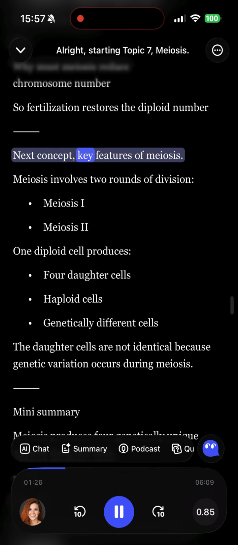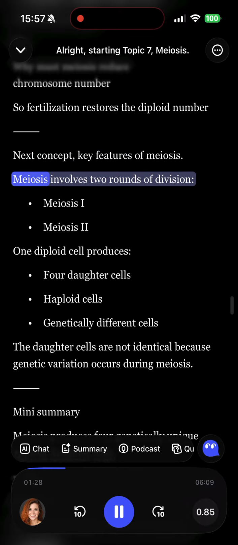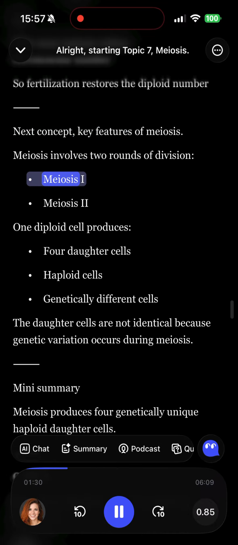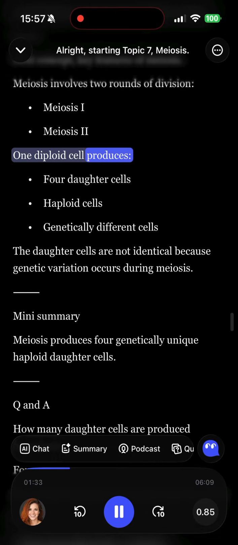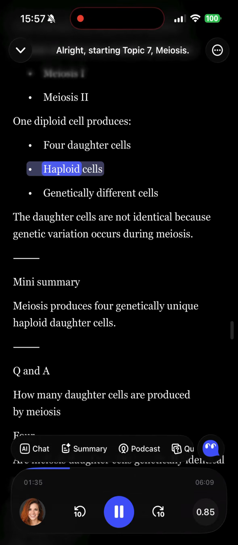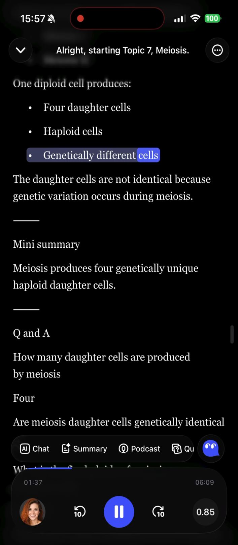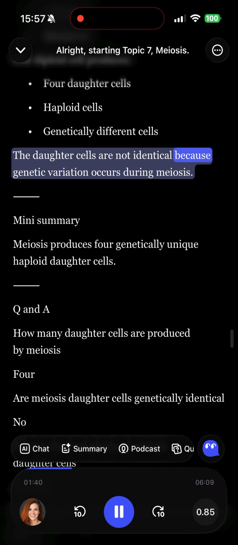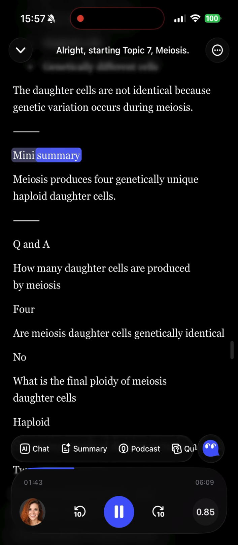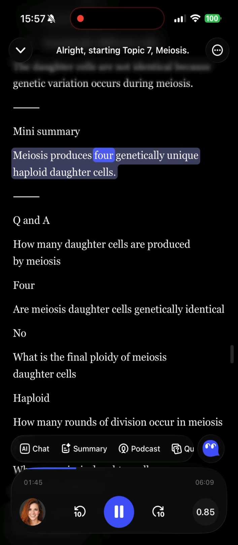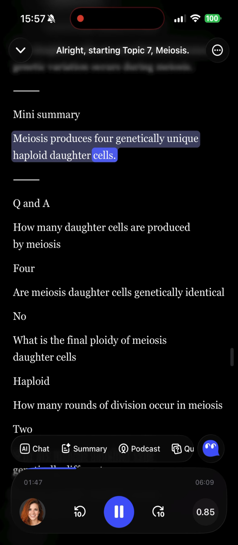Next concept, key features of meiosis. Meiosis involves 2 rounds of division, meiosis I and meiosis II. One diploid cell produces 4 daughter cells, haploid cells, genetically different cells. The daughter cells are not identical because genetic variation occurs during meiosis. Mini summary. Meiosis produces 4 genetically unique haploid daughter cells.